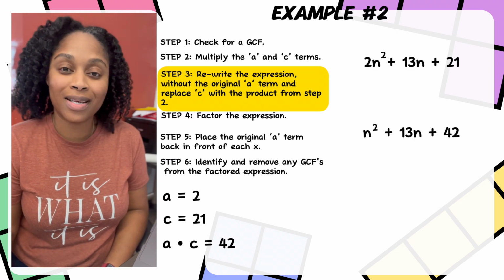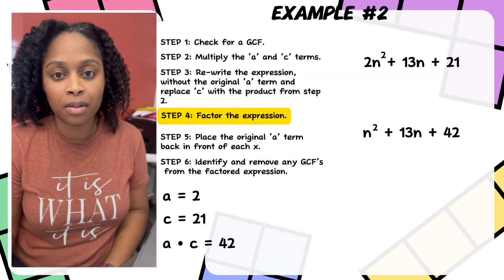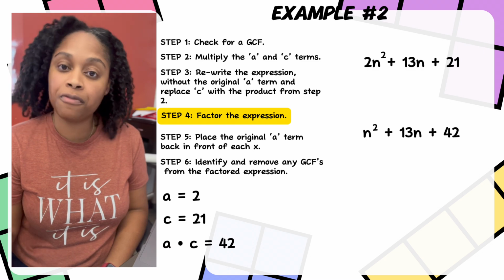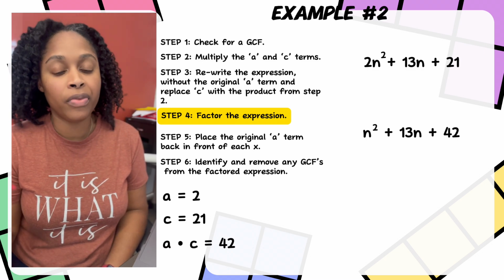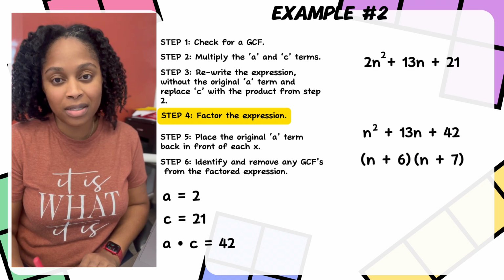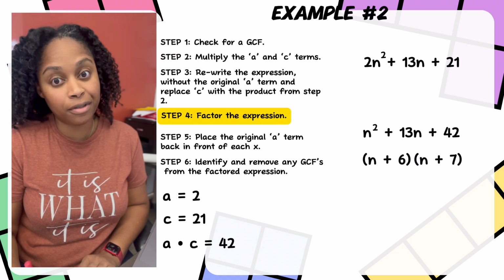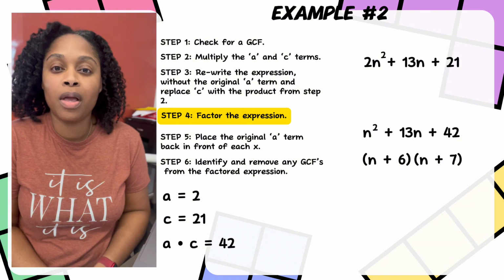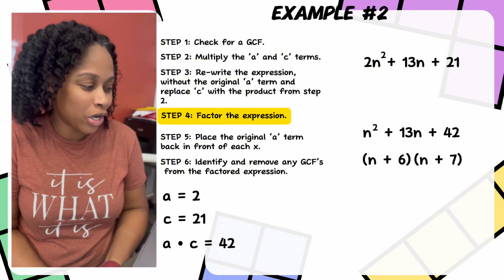And then step 4 says to factor this expression. This is something that we know how to factor. So I'm looking for two numbers that multiply to 42, and that would add to 13. And those numbers are going to be n plus 6 and then n plus 7. Okay, we do not stop here. We still have more to go.